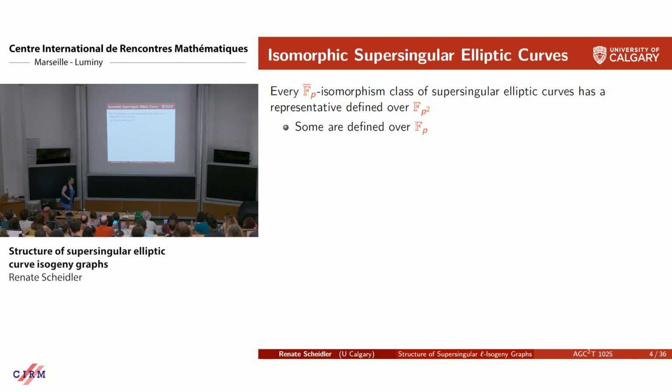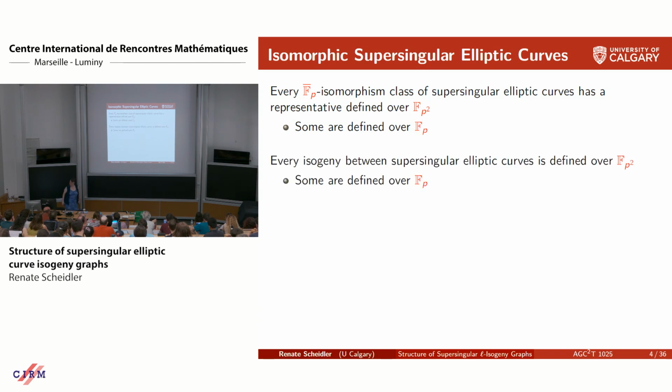So I want to say something about elliptic curves and the kind of things that you run into when you study this structure. It's a well-known fact that when you're dealing with supersingular elliptic curves, every isomorphism class has a representative that's defined over FP squared. So you can always find, up to isomorphism, a model that's defined over FP squared. You don't have to go to some huge extension. And some are even defined over FP. The isogenies are the same thing, right? Every isogeny is defined over FP squared, and some are defined over FP. And that's going to come in very importantly in our study of these objects.